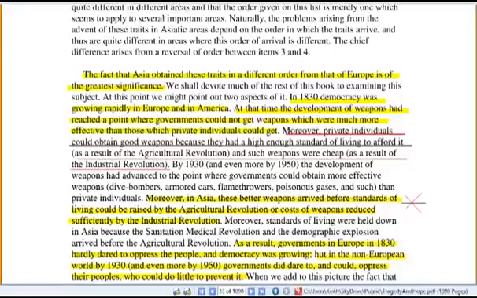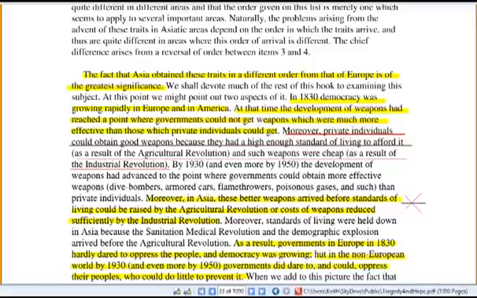At that time the development of weapons had reached a point where governments could not get weapons which were much more effective than those which private individuals could get. Moreover, private individuals could obtain good weapons because they had a high enough standard of living to afford it, as a result of the agricultural revolution, and such weapons were cheap, as a result of the Industrial Revolution. By 1930, and even more by 1950, the development of weapons had advanced to the point where governments could obtain more effective weapons, dive bombers, armored cars, flamethrowers, poisonous gases, and such, than private individuals.